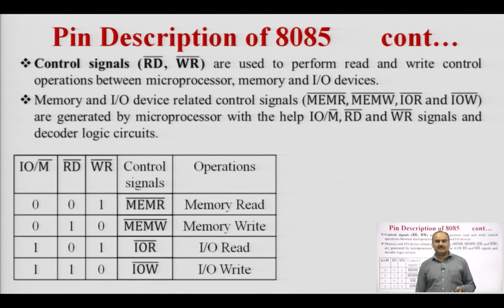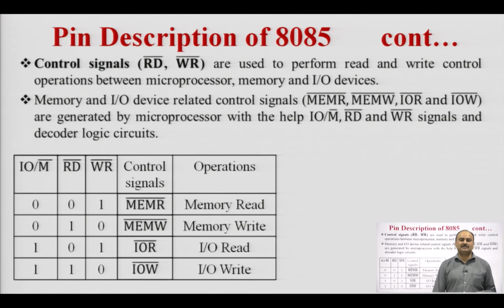Now, next is the control signal. In 8085 microprocessor we have read and write control signals. These control signals are active low signals. These signals are used by the microprocessor to enable the memory device during memory read, memory write operation, input output read and input output write operation.